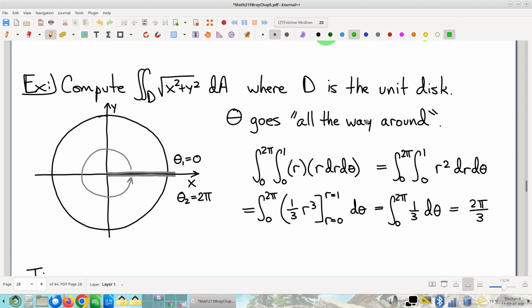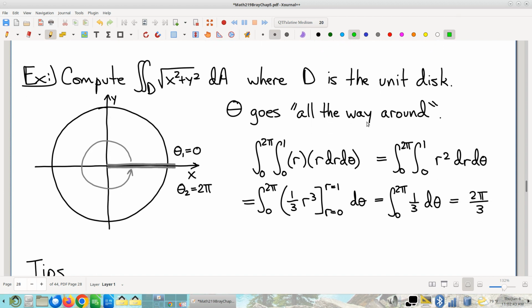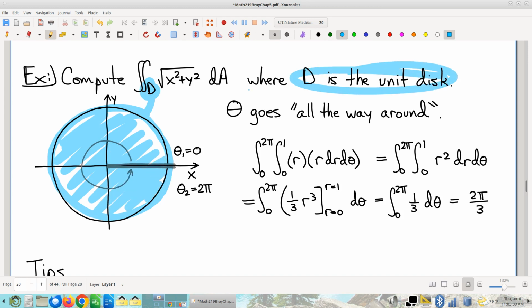What we have today then is a bunch of examples, basically. Examples and related tips and tricks. So anyway, here we go. Let's see the next example. Here our domain is going to be this disk, the unit disk. And let's think about, how would I slice this up in polar coordinates?